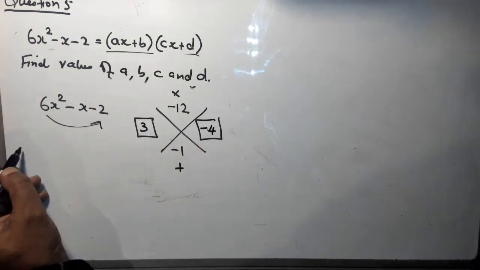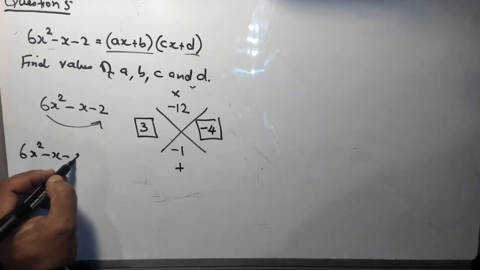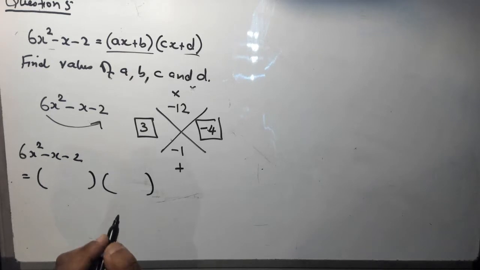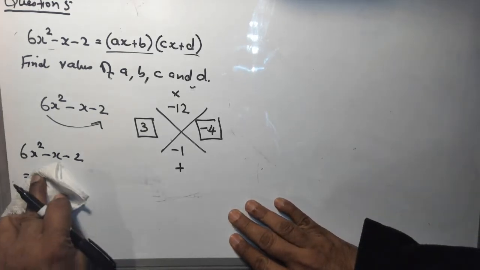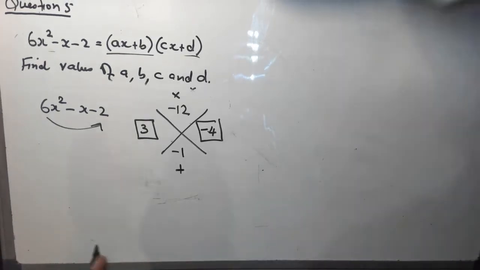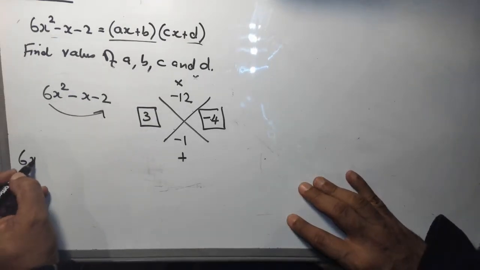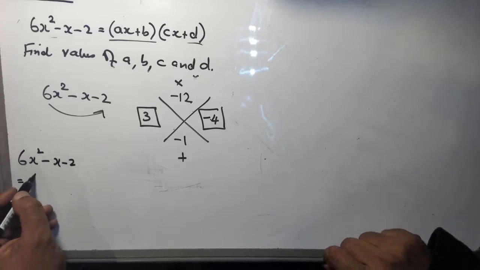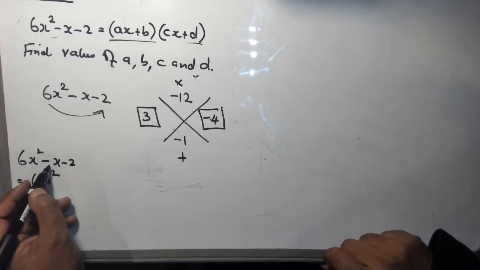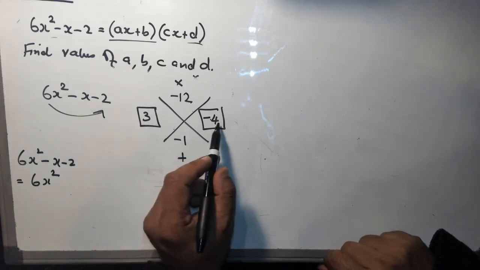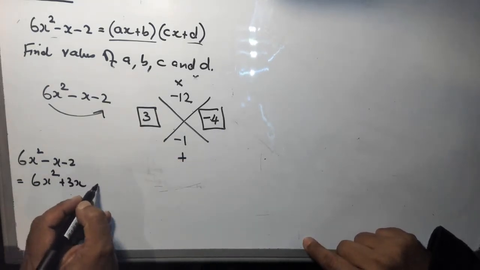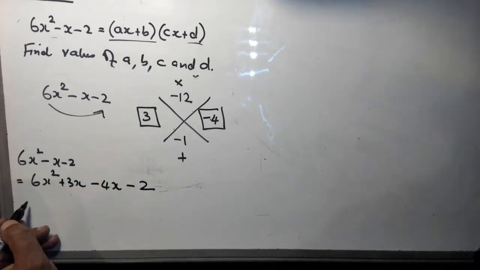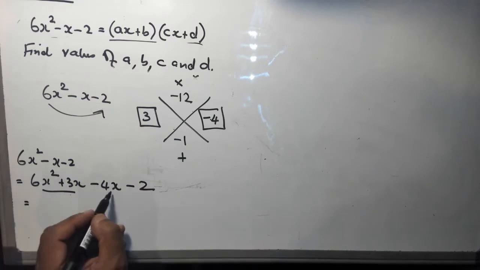So now I can write 6x squared minus x minus 2 as factors. Sorry, I'll just rewrite this. I made a mistake here. So I'm just going to write 6x squared minus x minus 2 as 6x squared, and minus x will be written as a sum of 3 and negative 4. So it will be plus 3x minus 4x minus 2. And now I can group and factorize this.